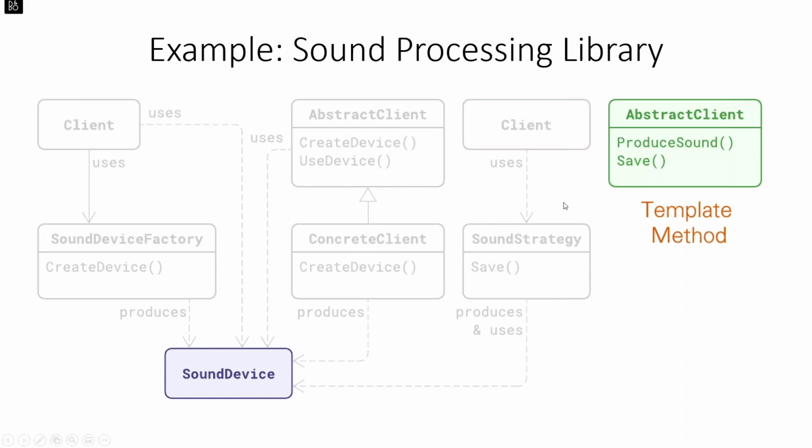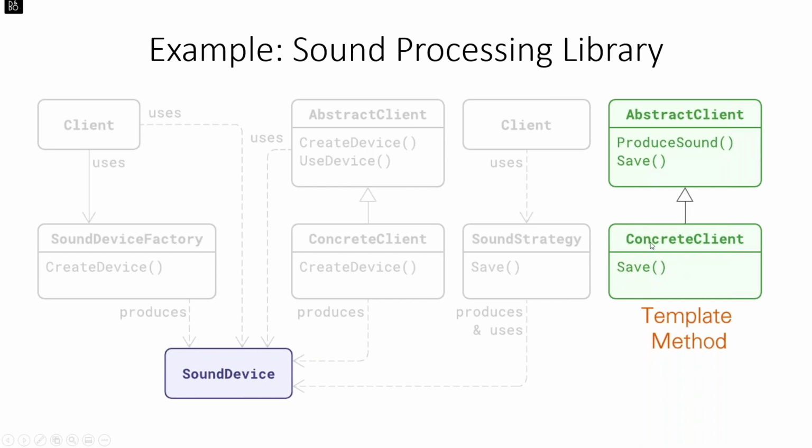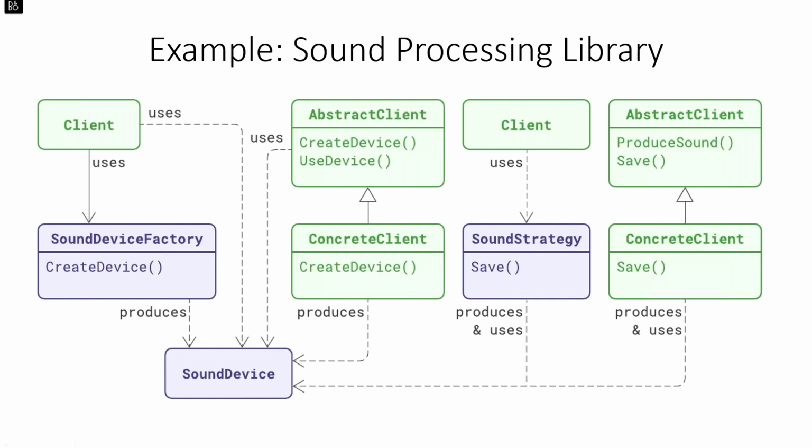Or why not turning the client abstract and implementing concrete clients with their own save methods, which are producing and using sound devices, again, making sure that the abstract client doesn't see concrete or abstract products. So you have at least 4 distinct patterns to apply here.